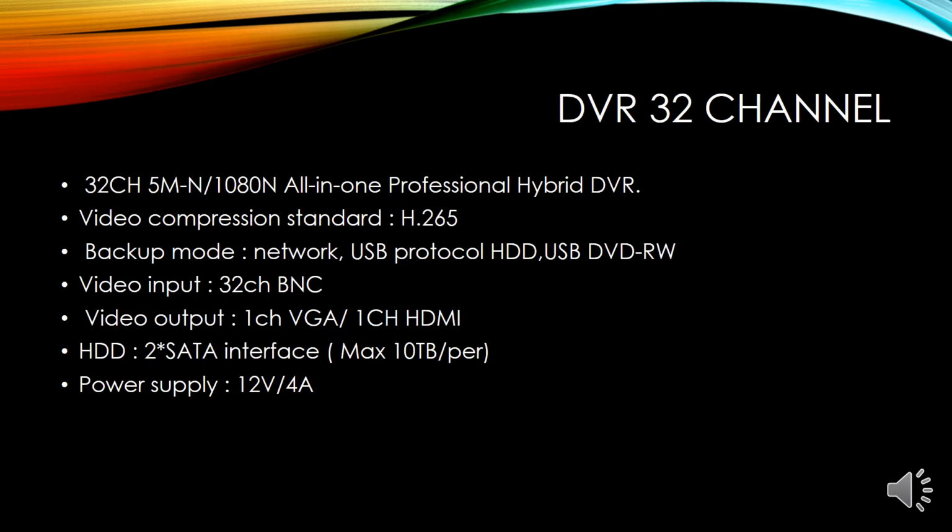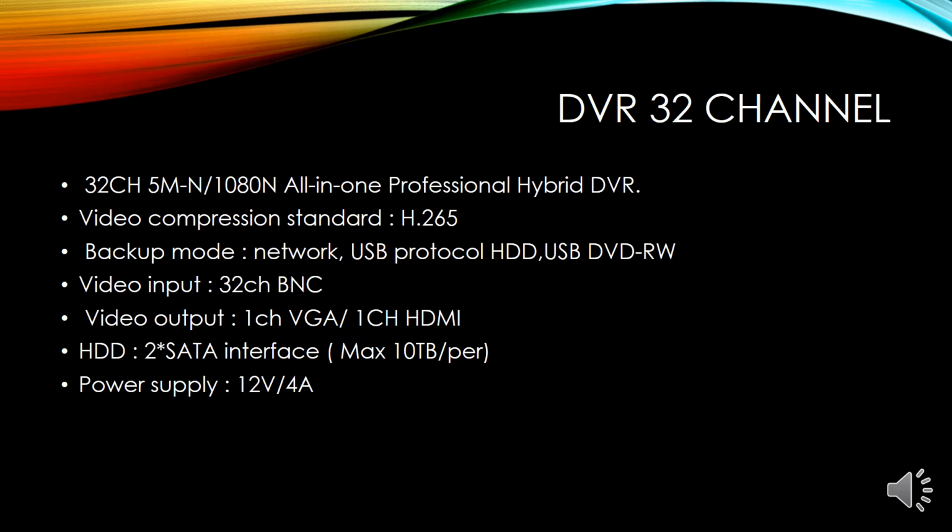Here are some specifications of the DVR. The DVR we're going to use is the 32 channel, an all-in-one professional hybrid DVR. In this DVR we can use IP cameras as well as HD and non-HD cameras, and the video compression standard is H.265, which is the latest one.